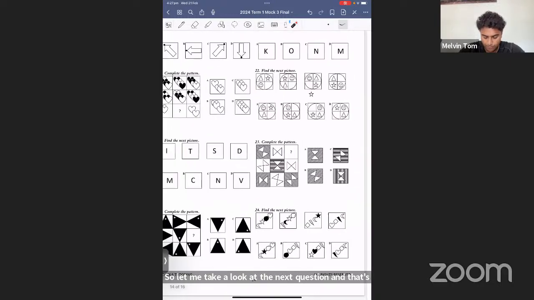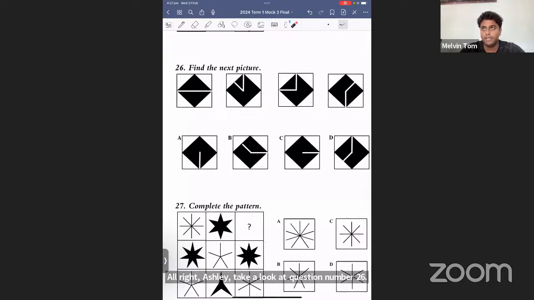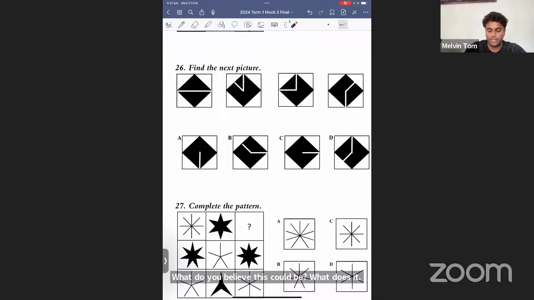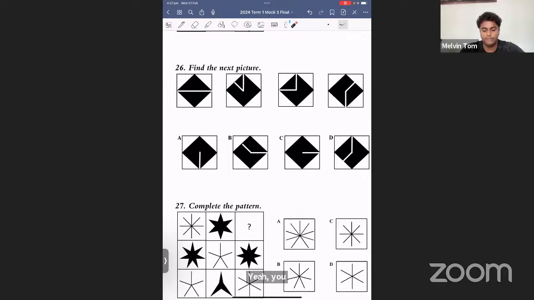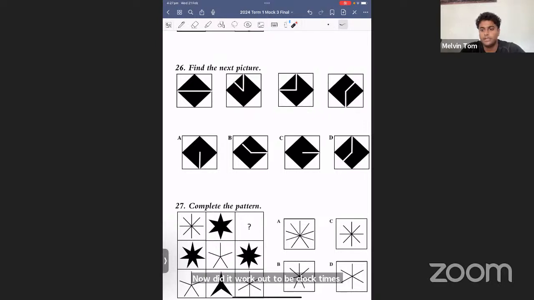All right, Ashvi, taking a look at question number 26. Now, Ashvi, based off the first mock exam where we did a question similar to this, what do you believe this could be? What would you think the pattern is? Clock times? Yeah, you would think it would be clock times, right? Now, did it work out to be clock times? No. So if it's not clock times, what you should realize is that it's individual lines that are moving. But everyone, Ashvi, Kavya, Momina, Shashwat, could you guys stay muted, please, everyone?